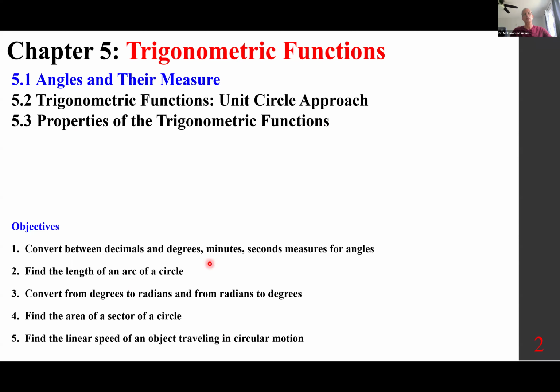convert between decimal and degrees, minutes, seconds measures for angles, find the length of an arc of a circle, convert from degrees to radians and from radians to degrees, find the area of a sector of a circle, find the linear speed of an object traveling in circular motion.